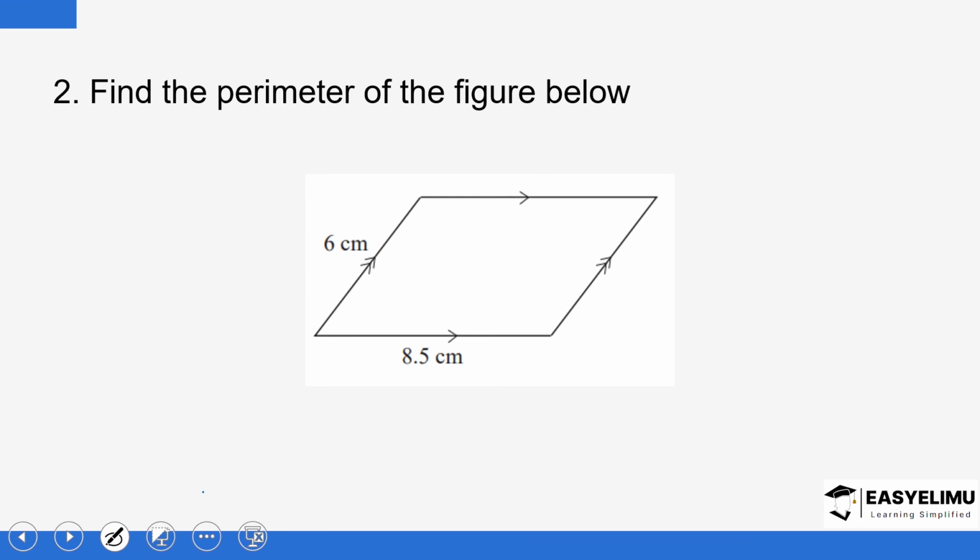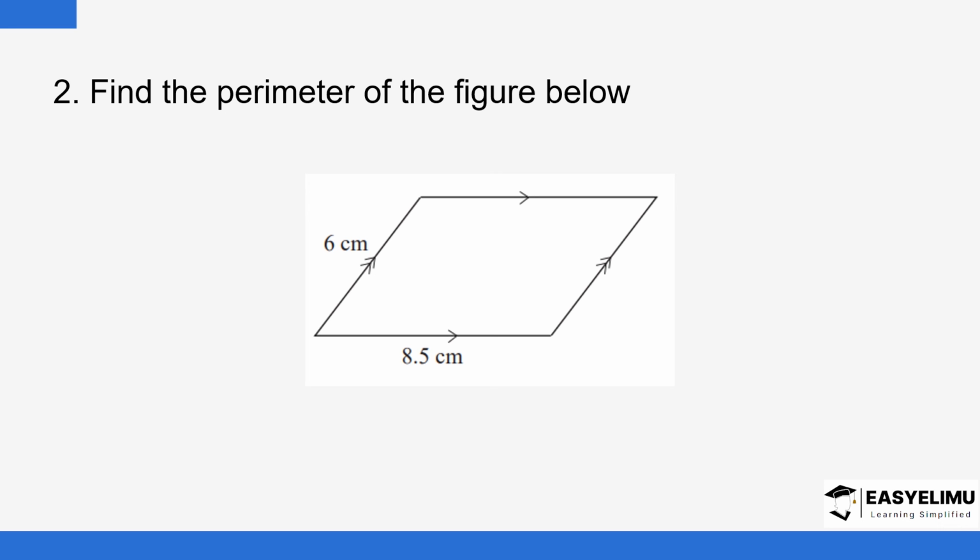So let's look at another example. Find the perimeter of the figure below. If you look at this figure here, we have some of the characteristics that we talked about. You cannot just assume that because the figure looks like a parallelogram, it means that it is a parallelogram. That might not be the case.